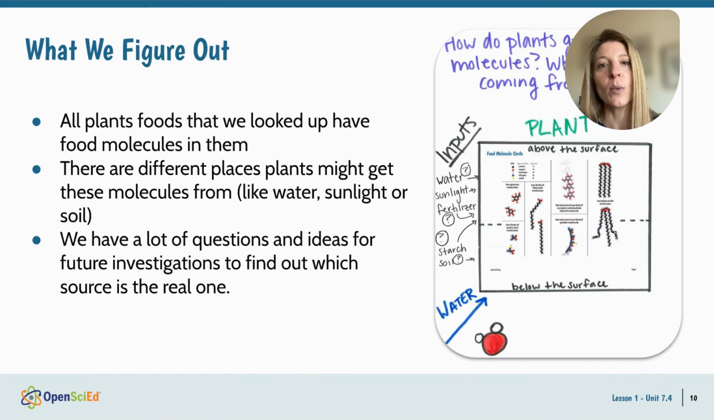So overall, what did we figure out? By the end of these loops, this class should agree on these key points. We know that all plant foods we've looked at have food molecules inside of them. There are different places the plants might get those molecules from, and we have lots of questions about where the food in a plant comes from, and that we have ideas for future investigations to pursue that could help us answer these questions.